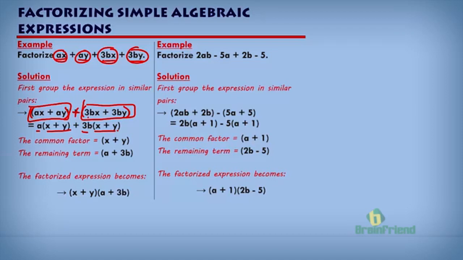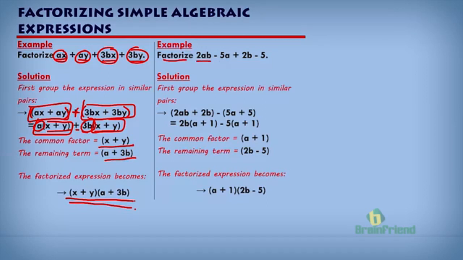At a glance, our common factor here in the 2 terms that we have is what? x plus y. So x plus y is our common factor. And our remaining factor is what? A and 3b with the operator plus. So we have a plus 3b as the remaining term. Multiply common factor with remaining term, we would have x plus y, all in bracket, a plus 3b. And this becomes our factorized expression. Let's try one more example.